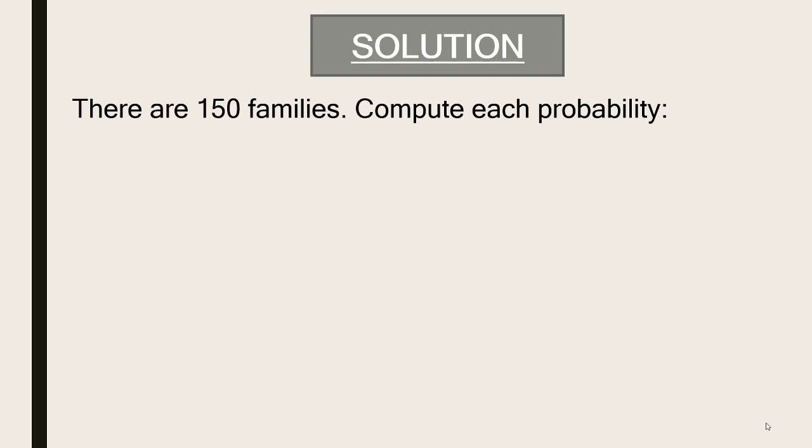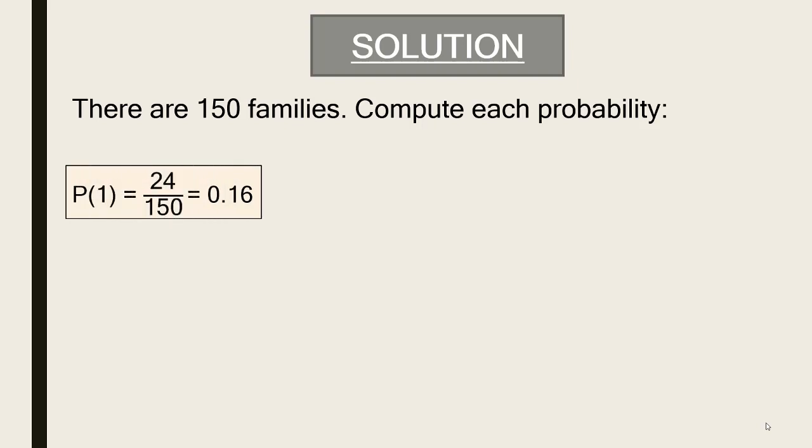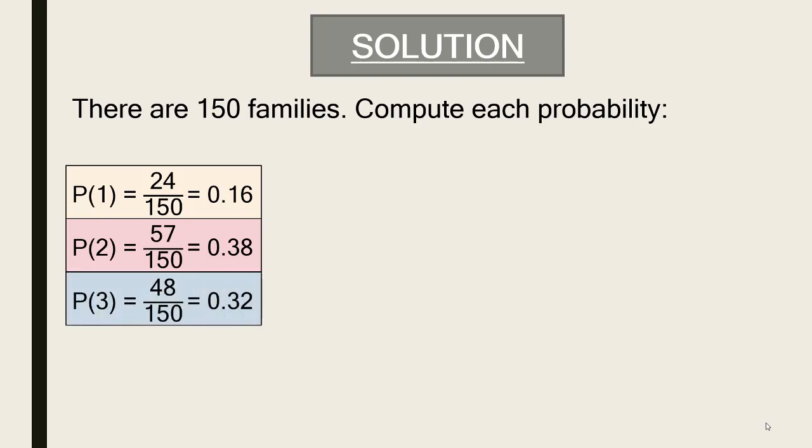So the probability that a family had just one child is 24 out of 150. The probability that they had 2 children is 57 out of 150, which is 0.38. The probability that they had 3 children is 48 out of 150, which is 0.32. And the probability that the family had 4 children is 21 out of 150, which is 0.14. So again, we're going to create our probability distribution, and remember, it goes horizontally.